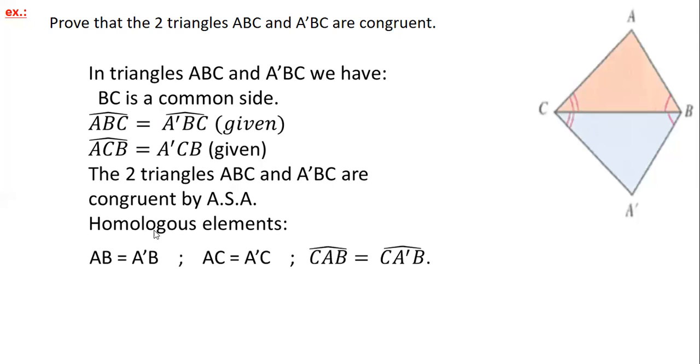Let's write the homologous elements. First, we still have an angle in the first triangle and another angle in the second triangle. The first homologous element will be angle BAC or CAB will be equal to angle CA prime B. I have written the first homologous element here. Side AB will be equal to side A prime B. Side AC will be equal to side A prime C.